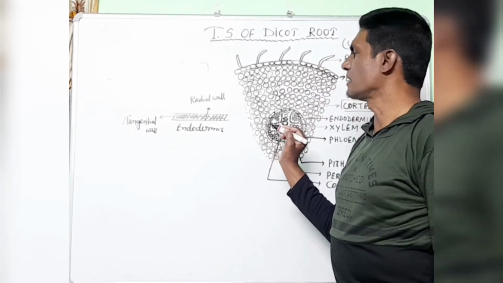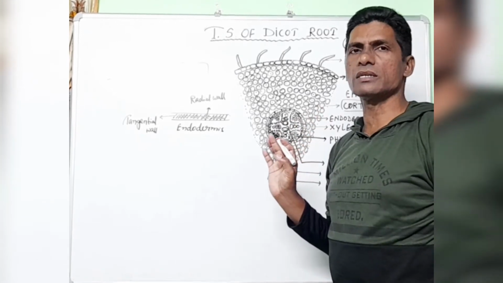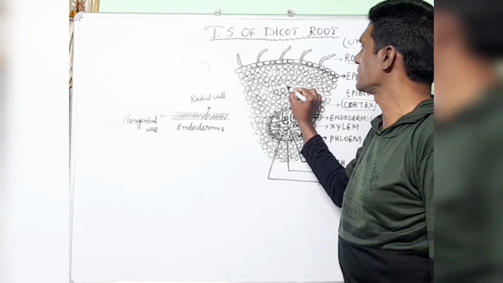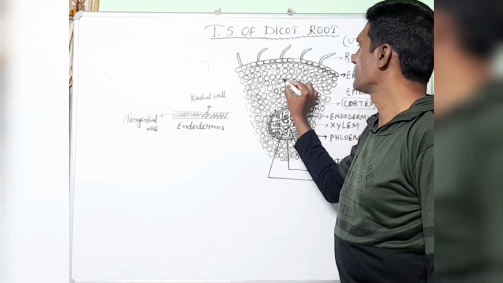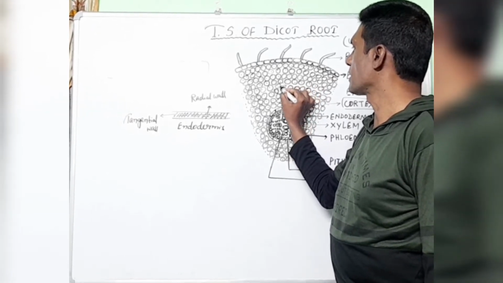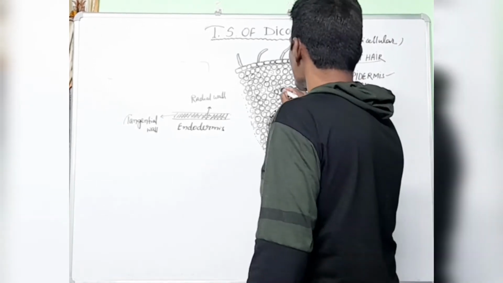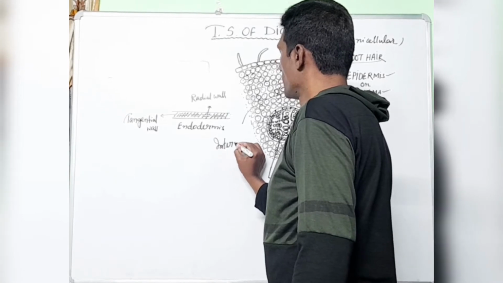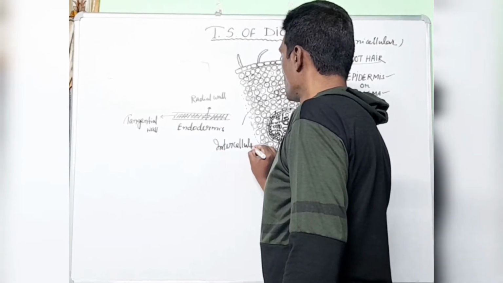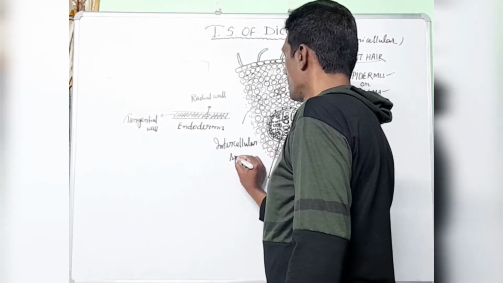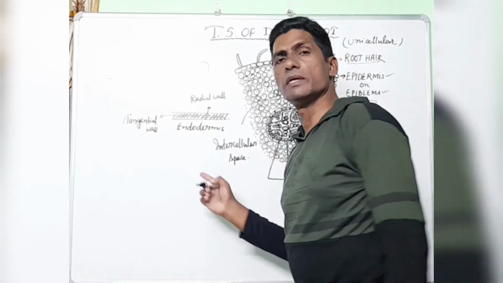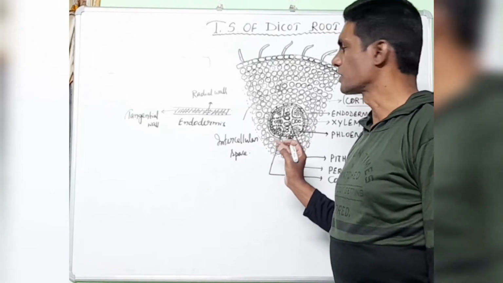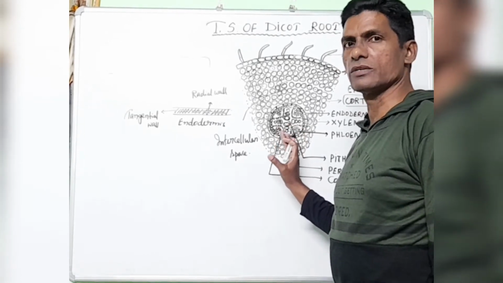So what is called endodermis? Here the cortex consists of parenchymal cells and it has some gaps. See, this is the gap, and the gap between the cells we call intercellular space. Intercellular spaces are found in the cortex of root. Clear? We are discussing the dicot root.